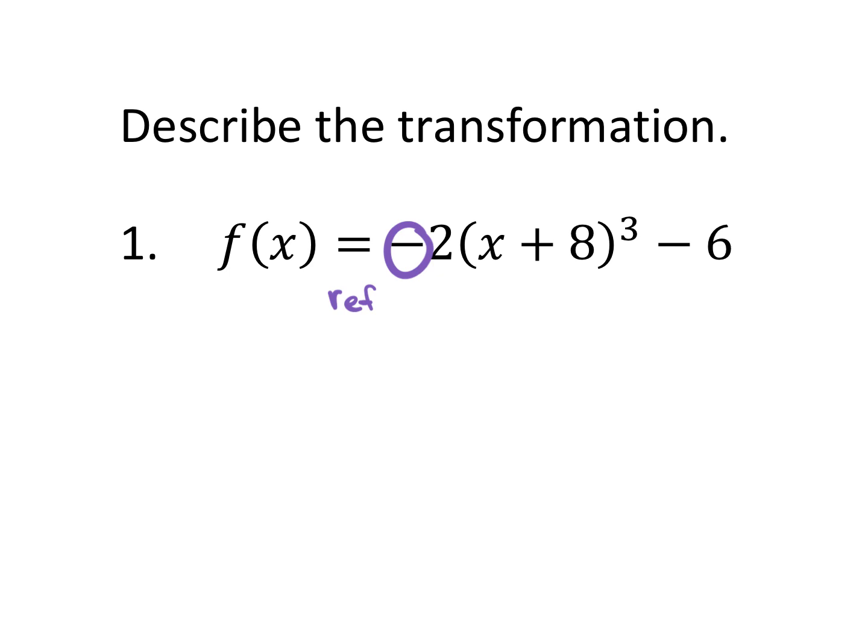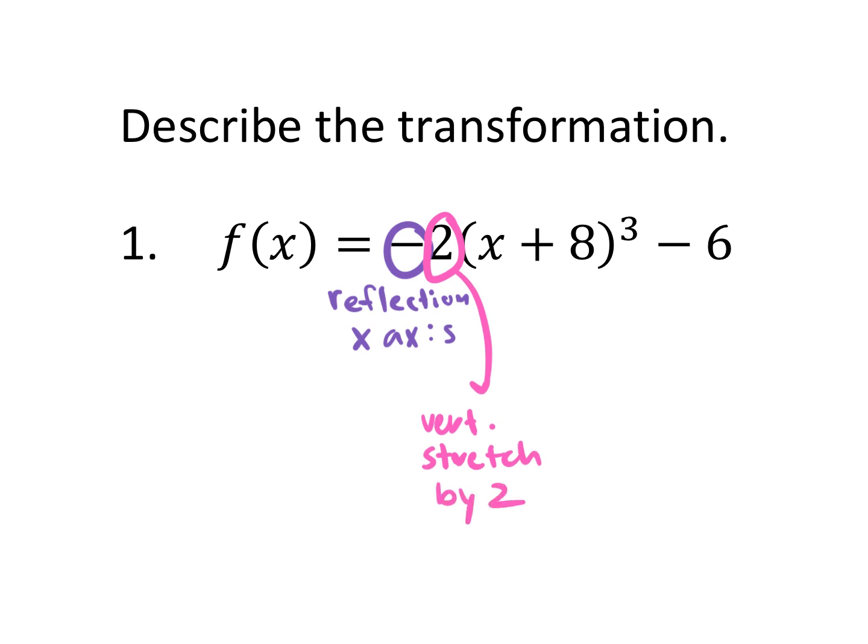Reflection on the x. What about multiplying by 2 on the outside? Vertical or horizontal? Vertical stretch by a factor of 2. What about if we add 8 on the inside? Left 8, perfect. And subtracting 6 on the outside? Down 6.